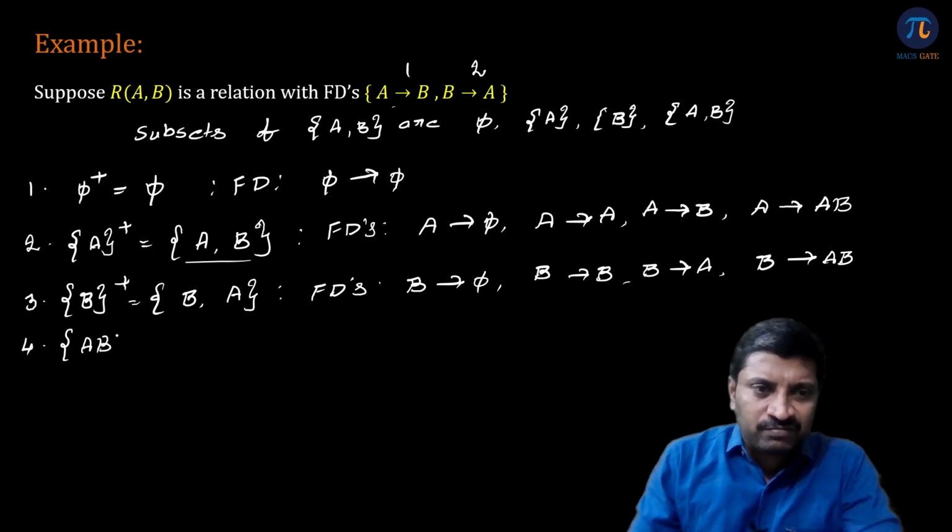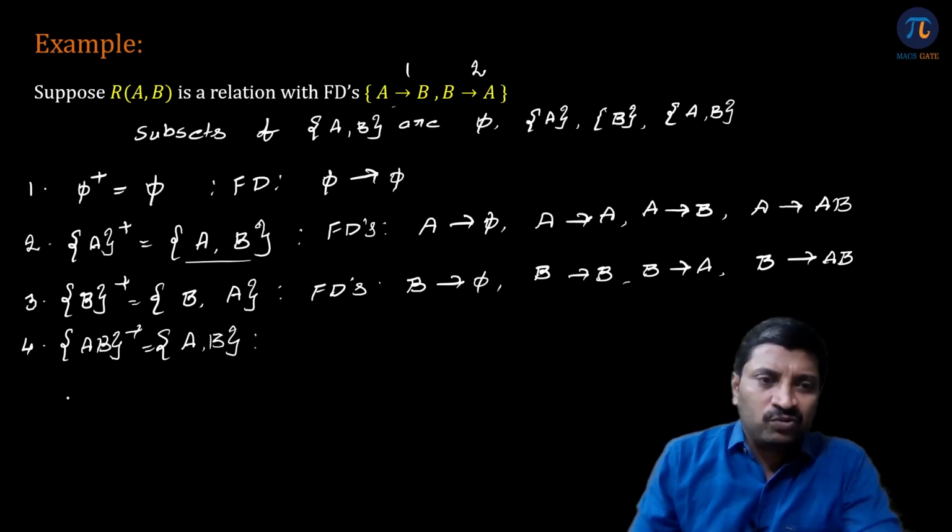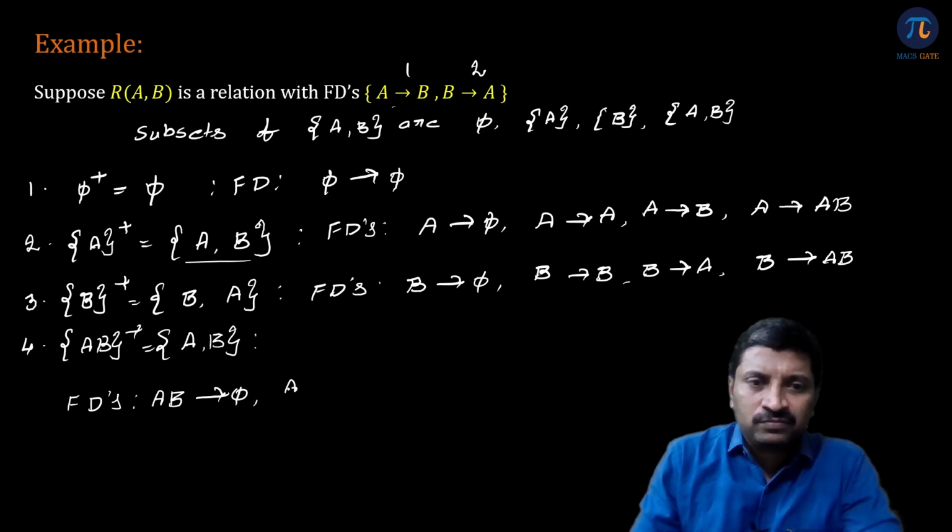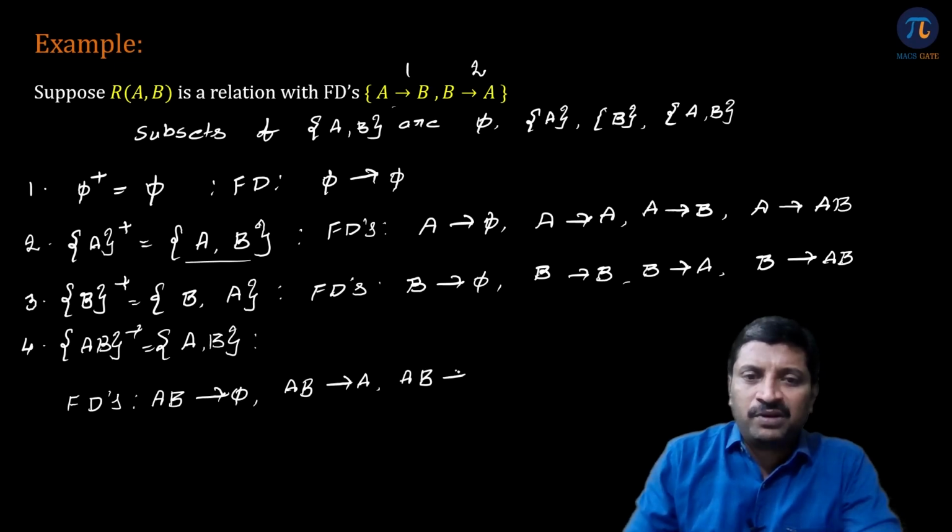The closure of AB plus. With the help of A, I can find A. With the help of B, I can find B. So what are the functional dependencies, sir? AB implies empty set. AB implies A. AB implies B. AB implies AB.